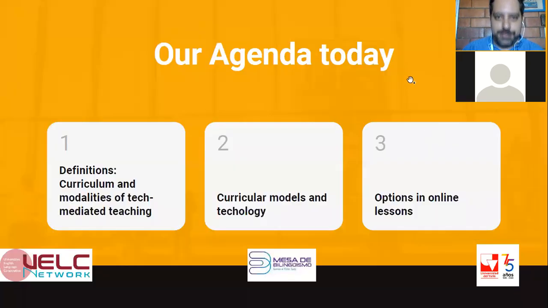So let's get started. This is our agenda for today. We'll start with some basic definitions about curriculum and the modalities for tech-mediated teaching. We're going to take a look at different curricular models and how they relate to the use of technology. And then we're going to concentrate on options for online lessons, okay? How do you structure, how do you organize a lesson? As I said before, this is general, this is an overview.